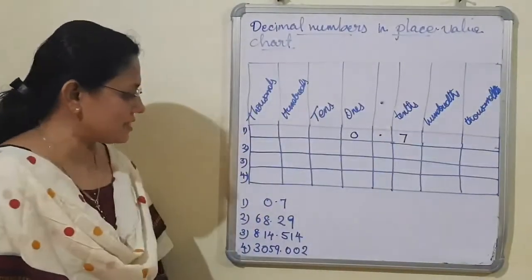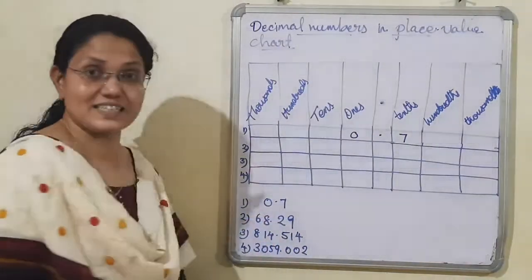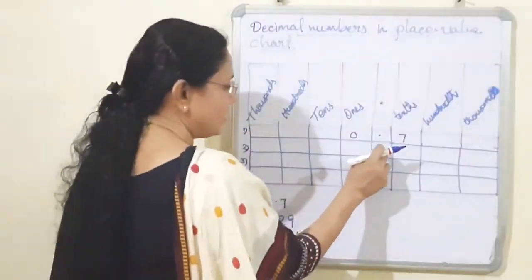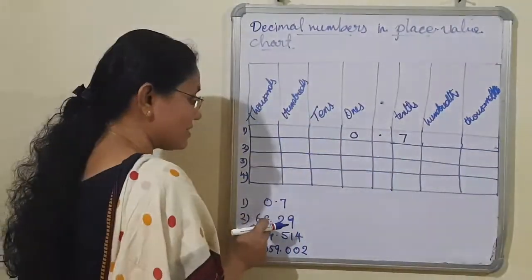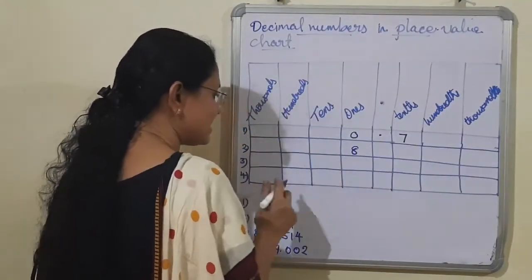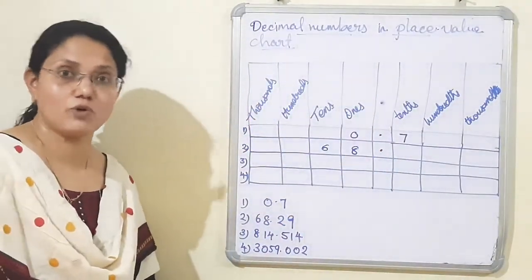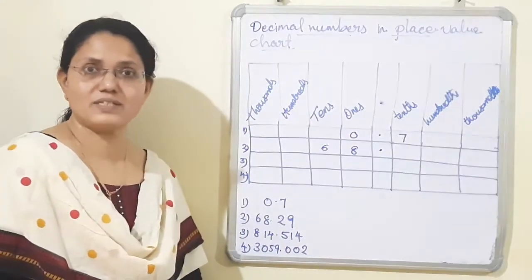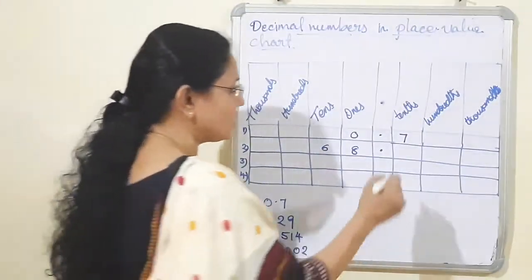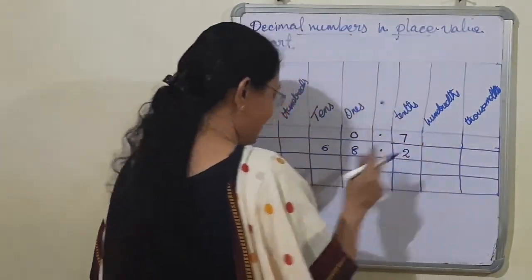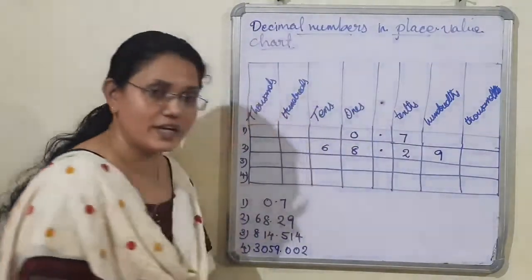Second question, 68.29. Whole number part 68. This is before the decimal point, the whole number part comes up. Which are the digits? 68. Means 8 is in ones place, 6 is in tens place. Next, the decimal point. All the decimal points should come in the same column when you represent decimal numbers in a place value chart. Next, 29. Immediately after the decimal point, the first digit 2 comes under tenths and the second digit 9 comes under hundredths. Therefore, 68.29 is like this.